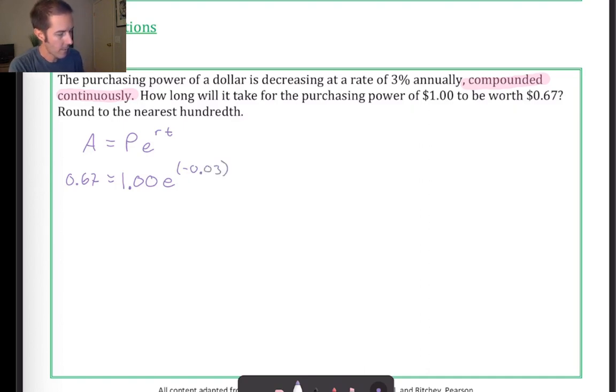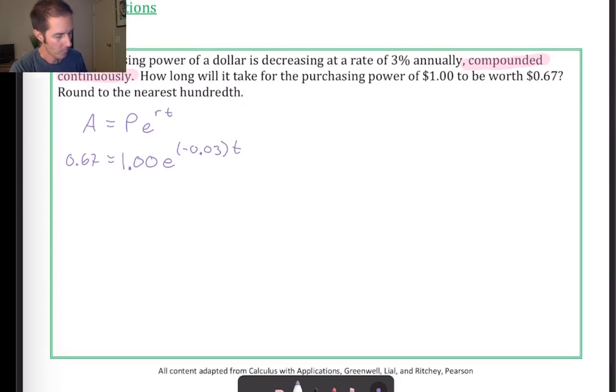And we're trying to figure out how much time that's going to take for the value of the dollar to change. So I don't know my t value yet. Now multiplication by 1 right here isn't doing anything, so I'm going to disregard that. And I'm going to rewrite this exponent without the parentheses. I just did that to sort of encapsulate the rate of negative 0.03.